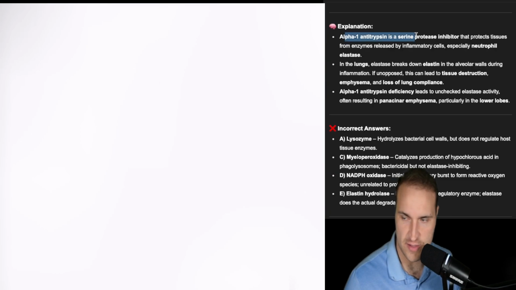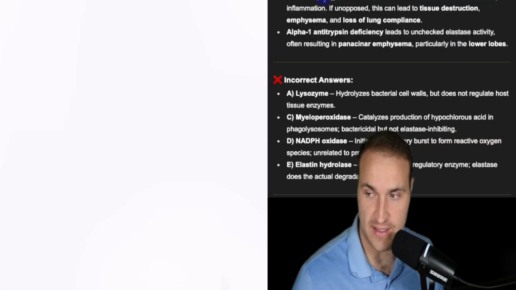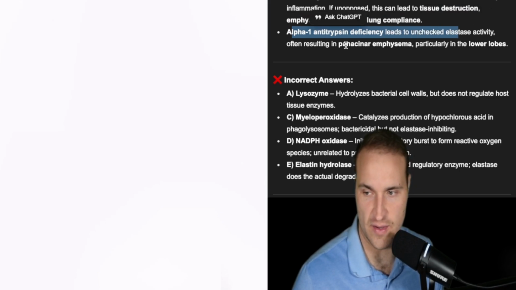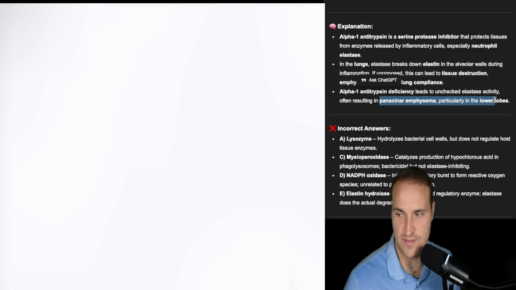So alpha-1 antitrypsin is a serine protease inhibitor. It protects tissues, especially from neutrophil elastase. So elastase breaks down elastin. And if you're not careful, with nothing stopping elastase, you'll just destroy everything and cause loss of lung compliance. So alpha-1 antitrypsin deficiency causes unchecked elastase, so it tears everything apart. Panacinar emphysema in the lower lobes is what you get if you have alpha-1 antitrypsin deficiency, because we love alpha-1 antitrypsin. If we don't have it, it's a really big problem.